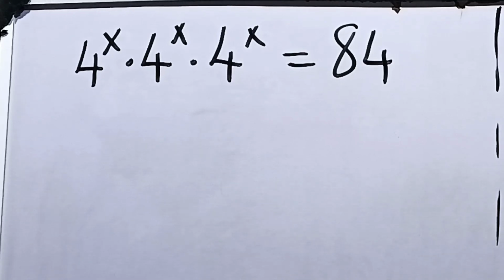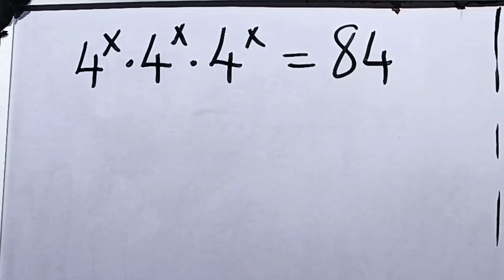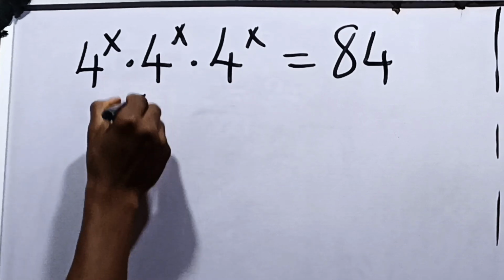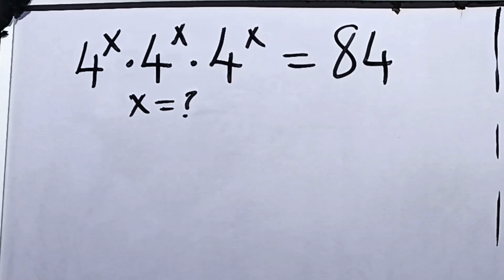Let's solve this together. It says 4 to the power of x dot 4 to the power of x dot 4 to the power of x is equal to 84. And we're going to solve for the values of x in this question. Now, first things first, we can say that this dot here simply means multiplication.